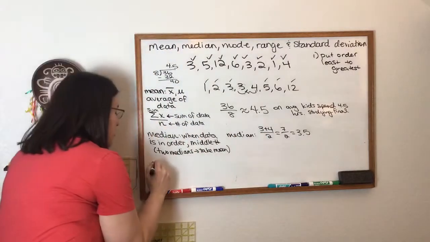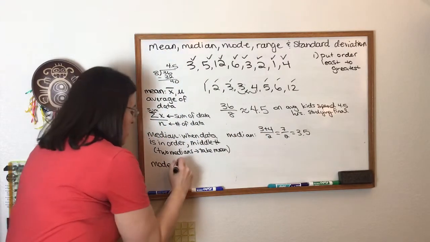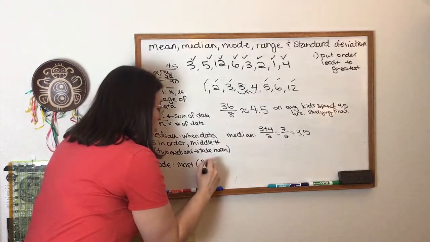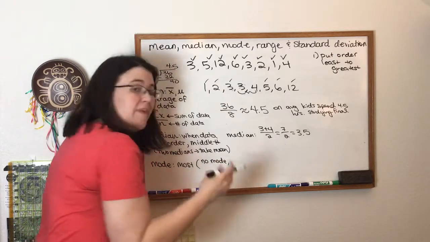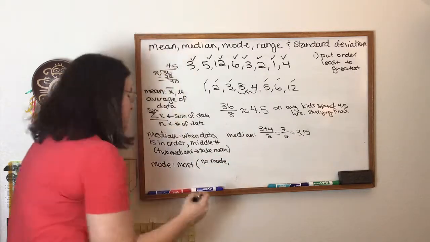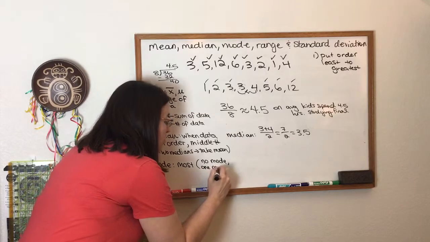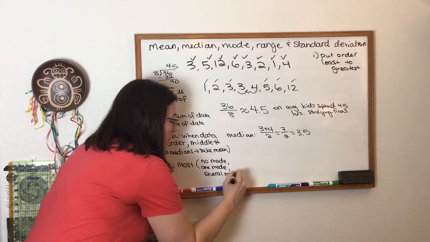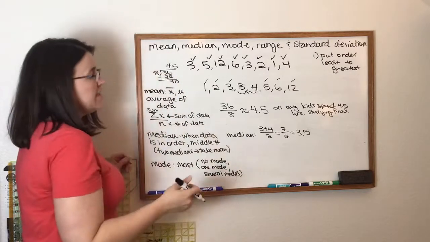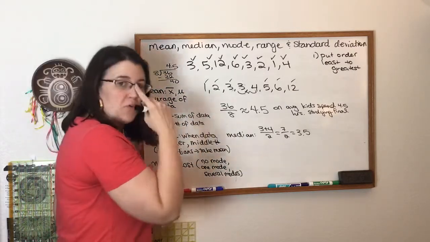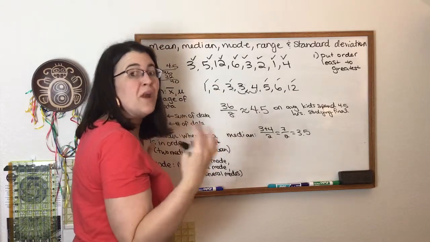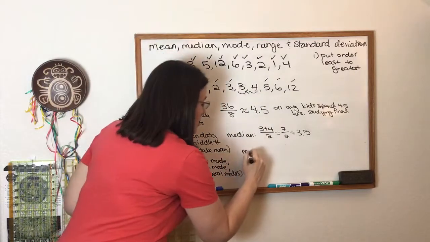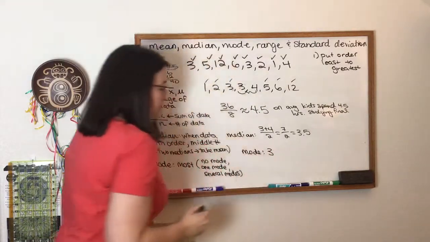All right, the mode is the number that occurs most. Be careful with this, you could have no mode. So if no number repeats itself, or if every number repeats itself the same number of times, you could have no mode, or you could have one mode, or you could have several modes. Once it's in order, it's the easiest way to determine it. What you're looking for generally is the number that appears most, or the numbers that appear the most. In this case, my most appearing number is 3, so my mode is 3.